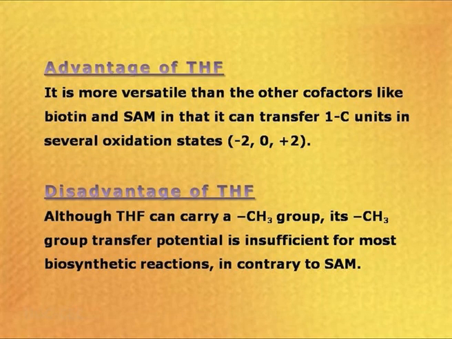The advantage of THF is that it can transfer the 1 carbon group in 3 oxidation states, -2, 0 and +2, but the disadvantage is that its group transfer potential is much less than S-Adenosyl Methionine. So S-Adenosyl Methionine is the preferred methyl group donor, unlike THF.